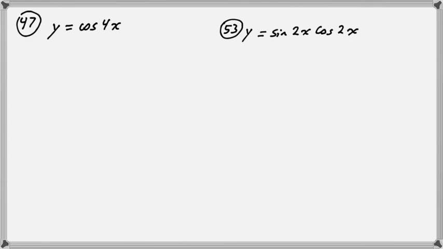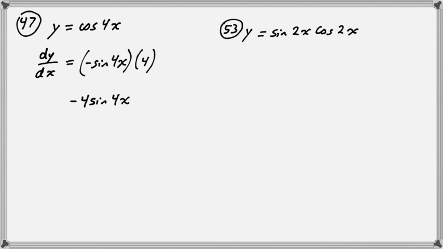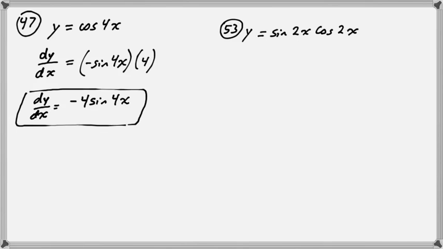So for number 47, the derivative of cosine is negative sine of the same angle times the derivative of the angle. So it's negative 4 sine of 4x. Now that one is, like I say, pretty straightforward. No product rule, no quotient rule, just a straight chain rule.